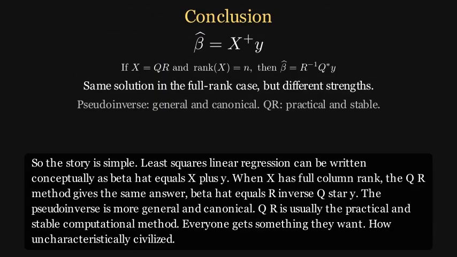So the story is simple. Least squares linear regression can be written conceptually as beta hat equals x plus y. When x has full column rank, the QR method gives the same answer. Beta hat equals R inverse Q star y. The pseudoinverse is more general and canonical. QR is usually the practical and stable computational method. Everyone gets something they want. How uncharacteristically civilized.